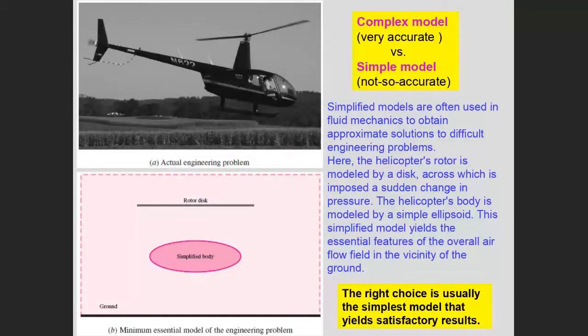Tell us something. So here it is telling you there is a complex versus simple model. For example, look at this. This is what, guys? A helicopter. This is a helicopter, right? A helicopter is very complex.